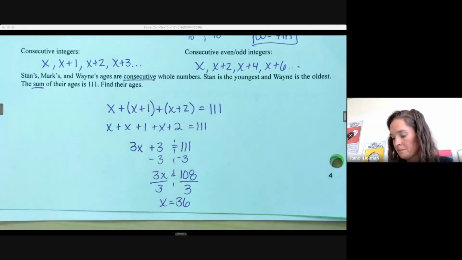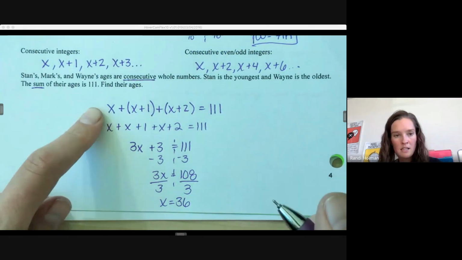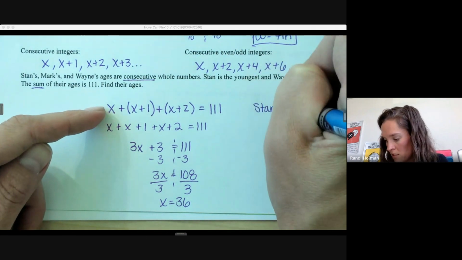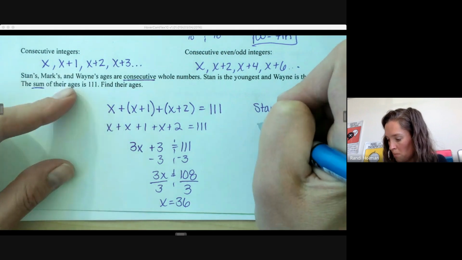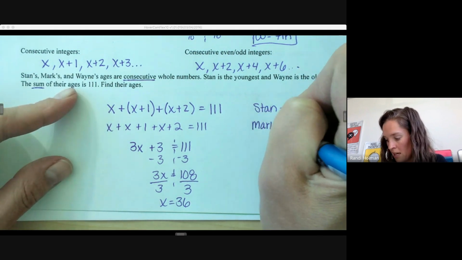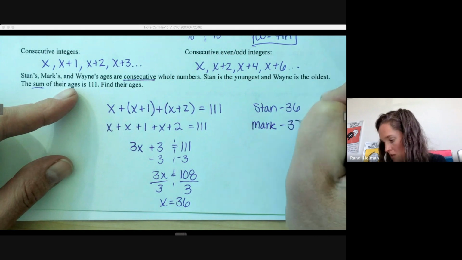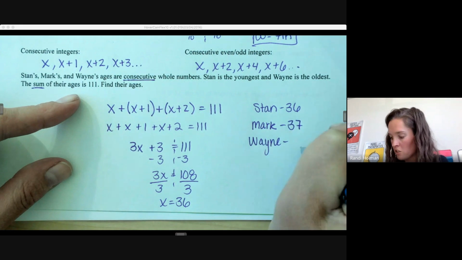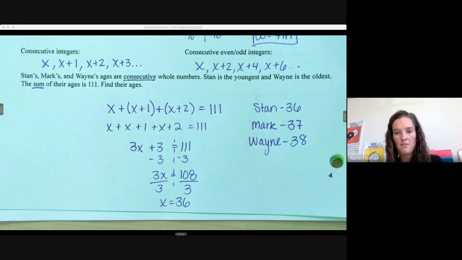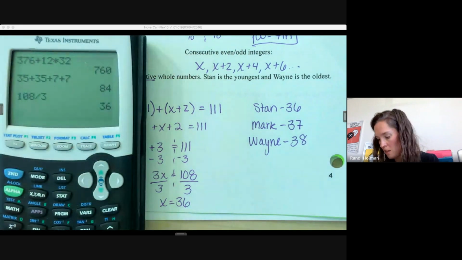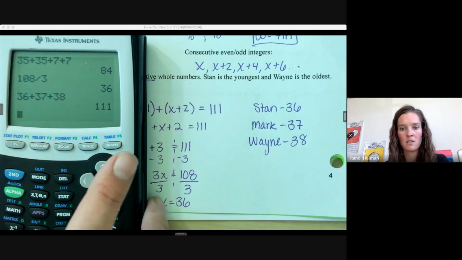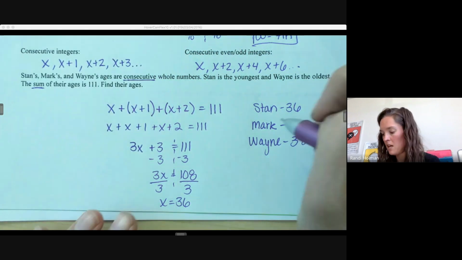What does that mean? Well, x is the youngest person here. So that means Stan is 36 years old. Mark is the next consecutive integer, so he's 37 years old. Wayne is the next consecutive integer, so he's 38 years old. If you're not sure, go back and check it. It should be 36 plus 37 plus 38. The sum of their ages should be 111, and it is. So Stan's 36, Mark's 37, and Wayne is 38.